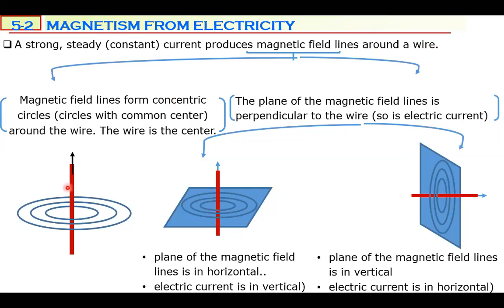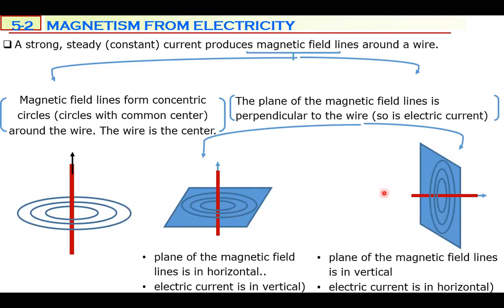This is the current carrying wire, as you see, with maybe billions of circles around it. Billions of circular magnetic field lines form everywhere, not only on one plane. Here, here, here, around the wire, everywhere, there are concentric circles. The plane of the magnetic field lines is perpendicular to the wire, so the electric current. Here the electric current is up, perpendicular to the plane of the page. So in this case, the magnetic field must be in a horizontal plane if the electric current is in a vertical direction. So horizontal plane, magnetic field lines. If the electric current is in a horizontal direction, the magnetic field lines must be in a vertical plane.